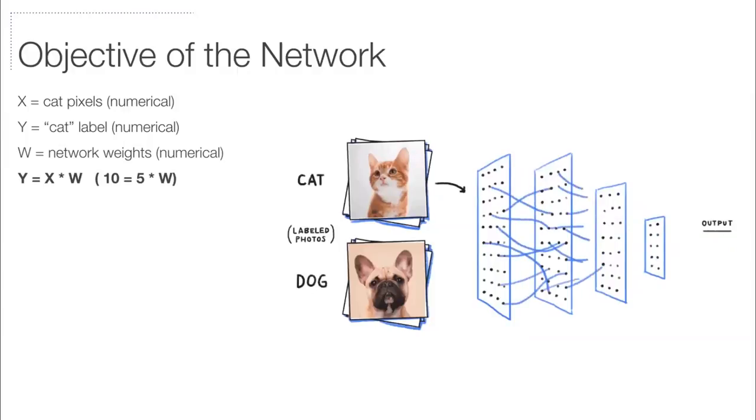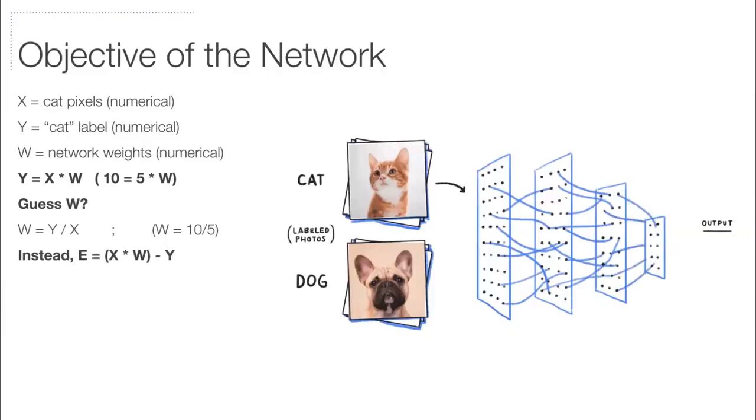In simple math, I'm saying I have y equals x times w, where I know y is, let's say, the output I'm expecting. The output has a number, let's say 10. The input, the pixels, is, let's say, 5, right? I need to guess W. Now, in straight arithmetic, you can probably do this, right? You can say 10 divided by 5, so that answer is 2. This is not straight arithmetic. You cannot apply math straight. Instead, there's a small trick.